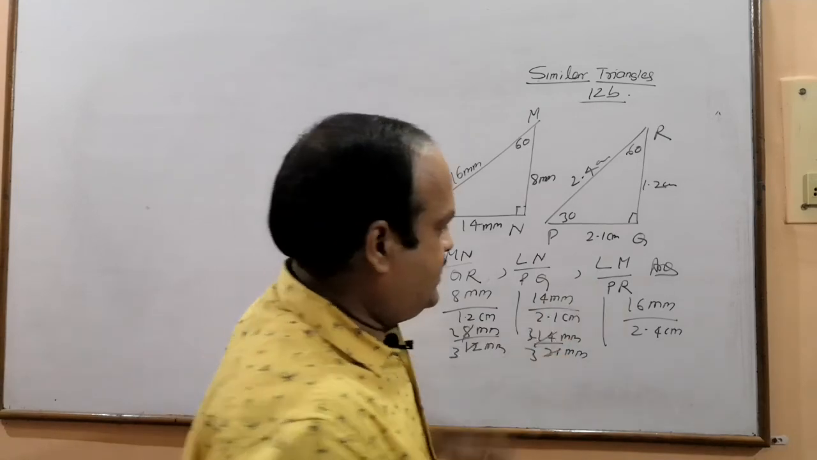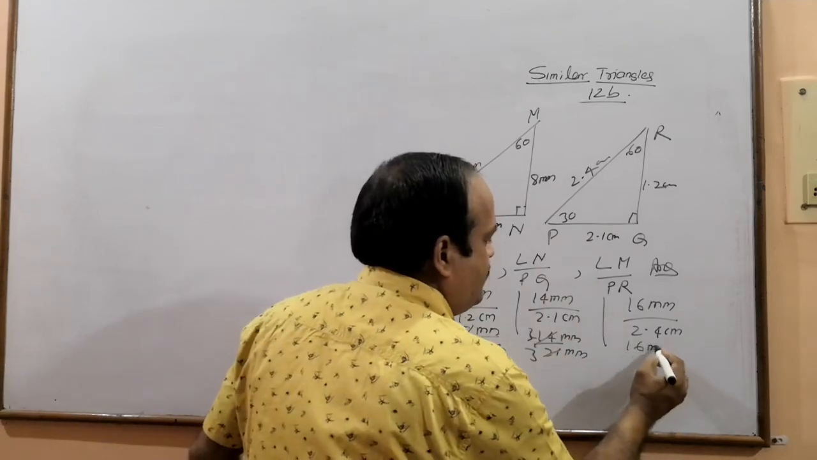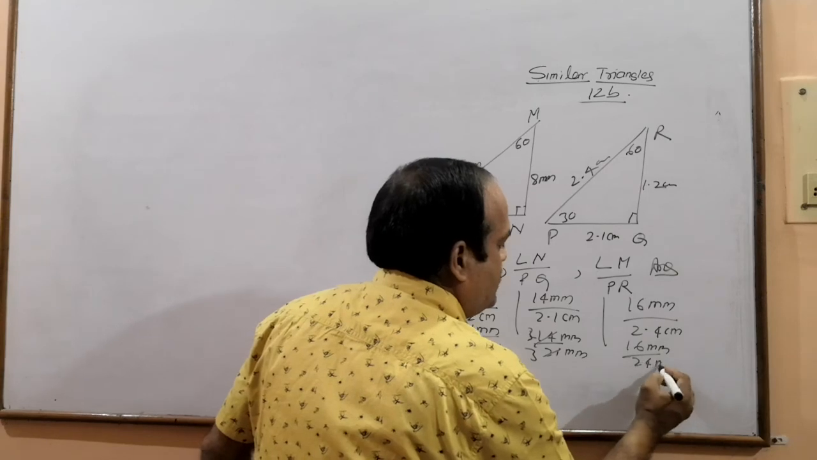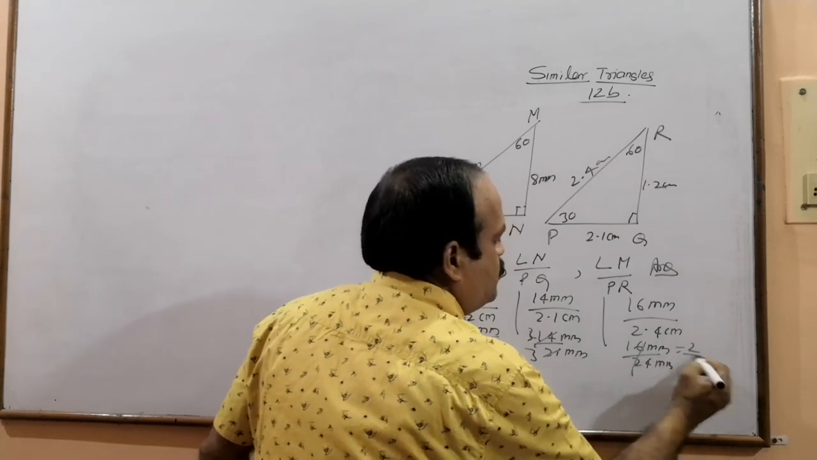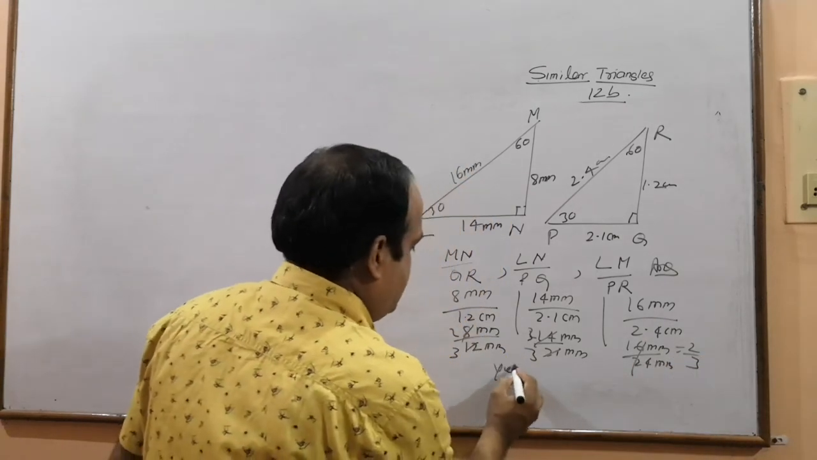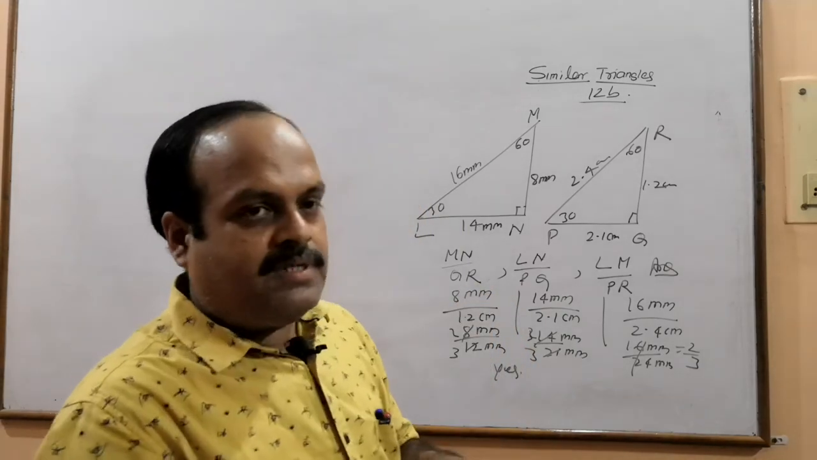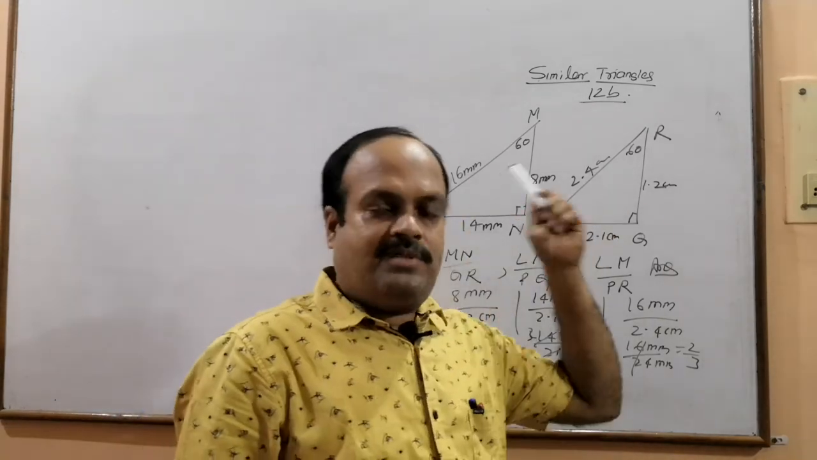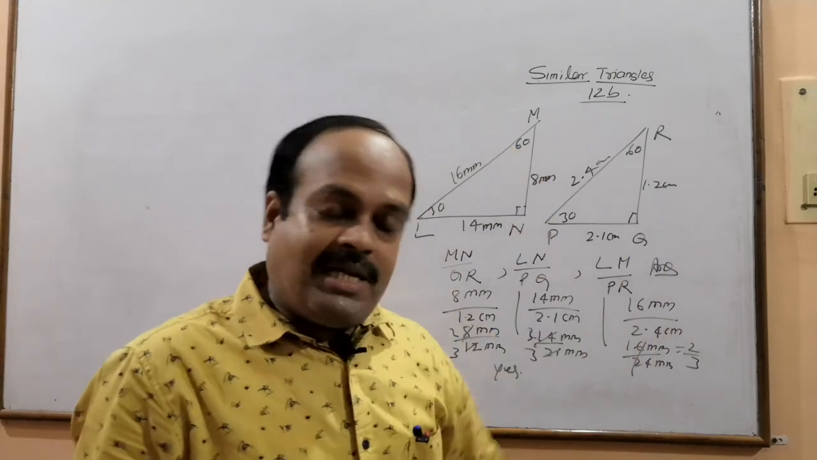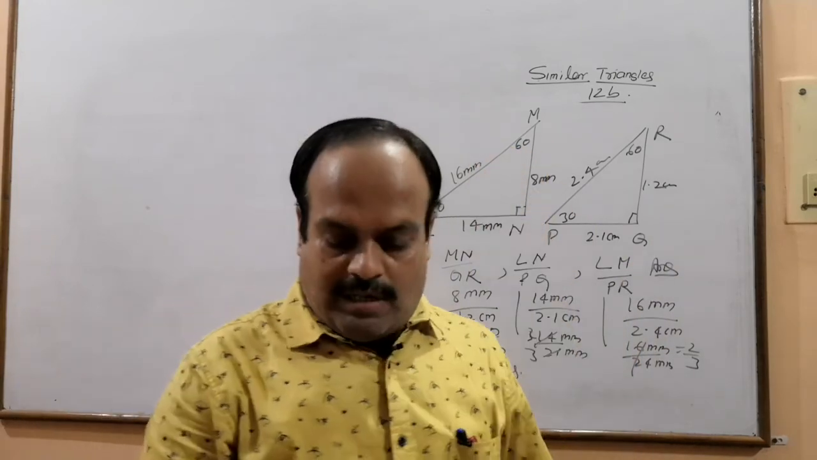Third, 16 millimeter upon 24 millimeter, 2/3. Yes, the ratios of the corresponding sides of these two triangles, which are similar also, are equal.